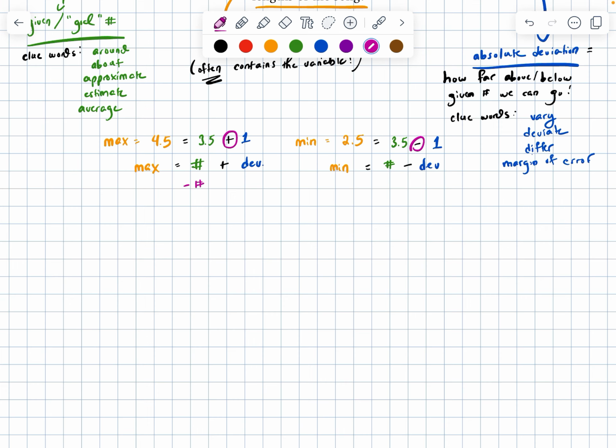So working backwards, if my goal is to get the deviation by itself, I'm going to subtract the given number from both sides. On the left equation, that gives me that my maximum value minus my given number would give me the positive absolute deviation, or on the right side, the minimum number minus the given number. This would give me my negative absolute deviation.